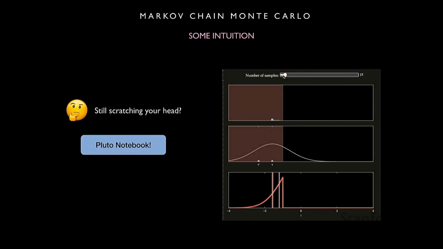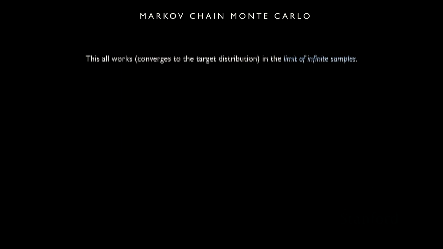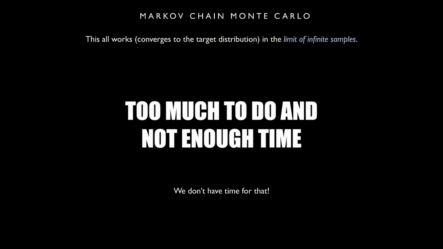Okay, so we saw that, as we increase the number of samples, we get this distribution that we want. But here's the catch: this all works, so it seems amazing. It all converges to the target distribution, but there was this extra thing I said, which is in the limit of infinite samples, and we don't have time for that. So we don't have time to draw infinite samples, unfortunately.